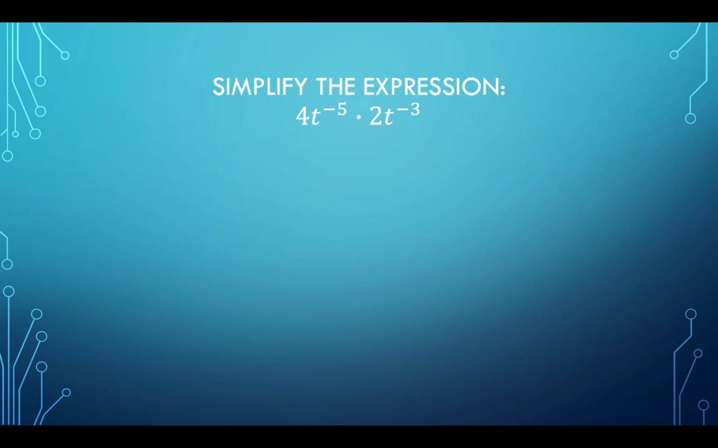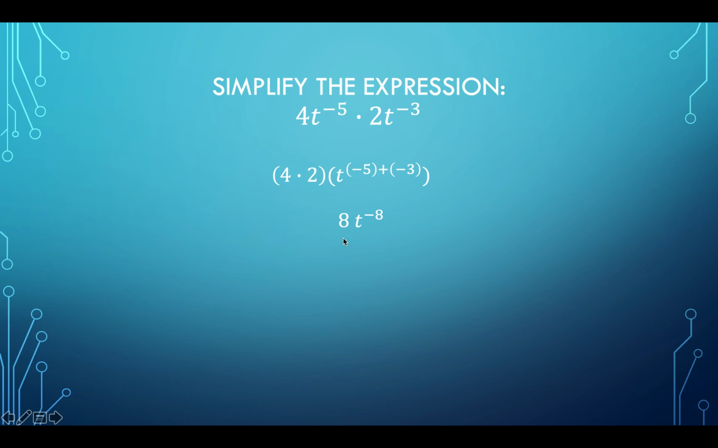Let's try this one. Simplify the following expression: 4t to the negative 5 times 2t to the negative 3. So we do 4 times 2 first. What I like to do is pull out all of the numbers in front, all of the coefficients. So we take 4 and 2 out, and we're going to end up multiplying them. Then group all of the bases with these exponents together. Here we only have a base t, so we have t to the negative 5 and t to the negative 3. So we're going to do t to the negative 5 plus negative 3.